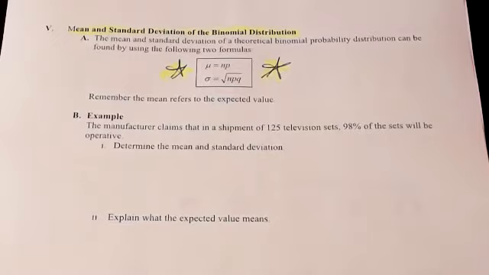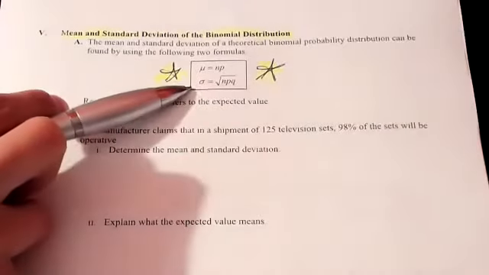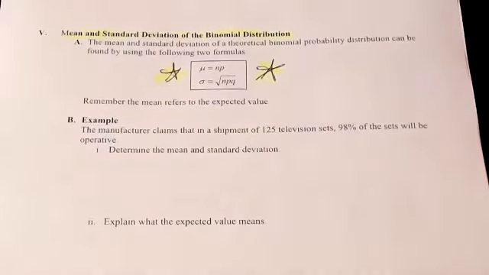Remember that mean refers to the expected value. N is the number of items you have in your sample. P is the probability of success, and Q is the probability of failure. All right, the mean and the standard deviation. So let's try this out.